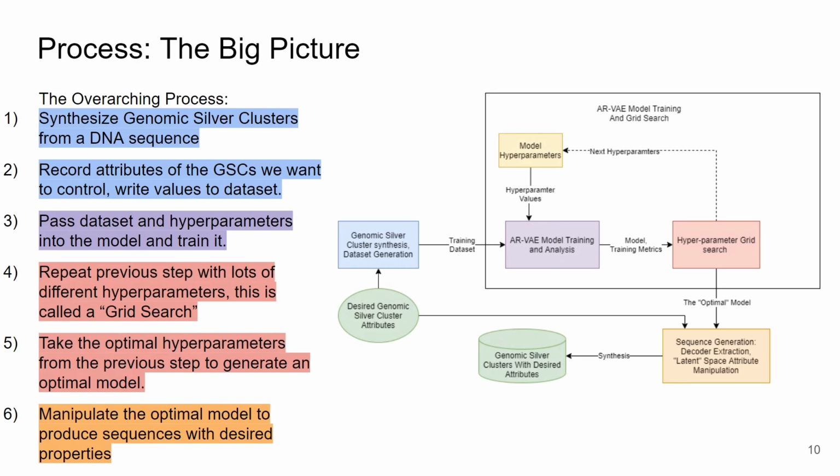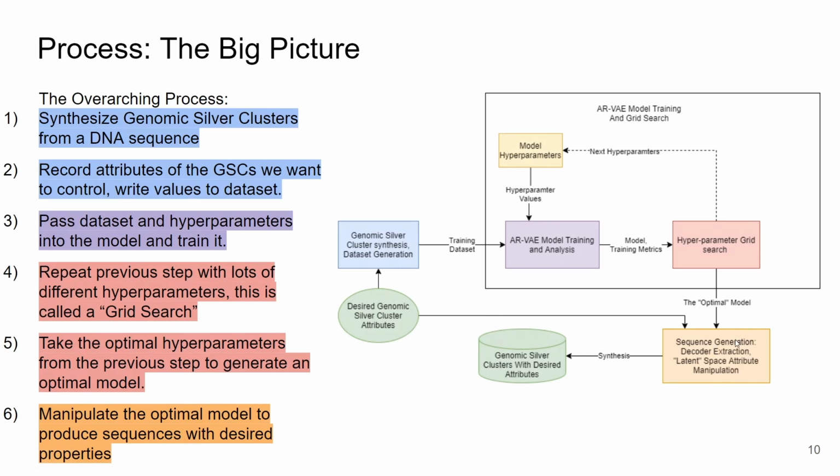And once we compute the optimal model, then we are able to actually use our model for its generative properties. And this is where AR-VAE comes in. This is what makes AR-VAE so powerful: AR-VAE is a generative model, which means we are able, using AR-VAE, to basically select what attributes we want, and then it will spit out a DNA sequence with those attributes. And that's what is really important here.